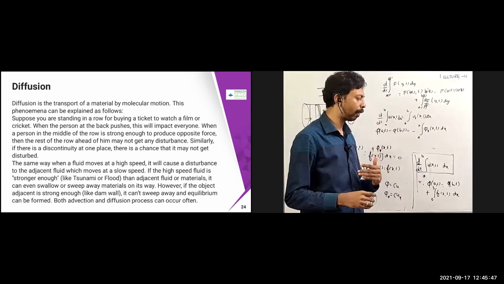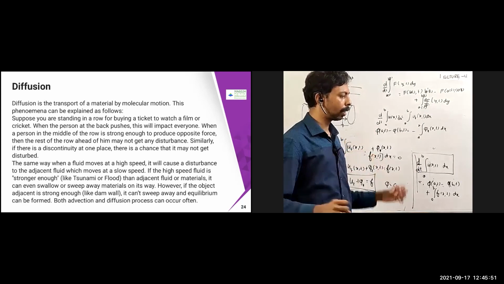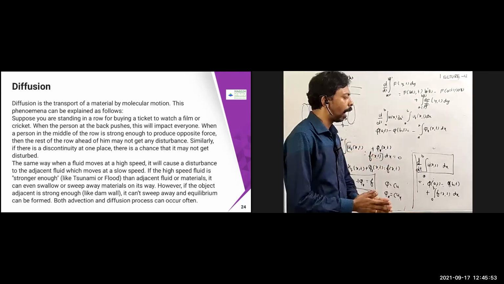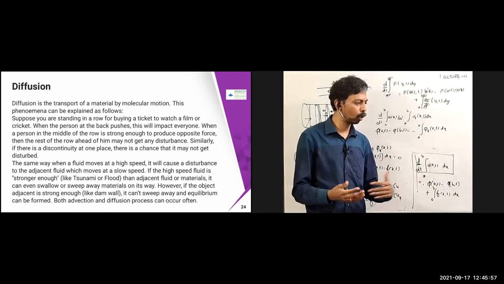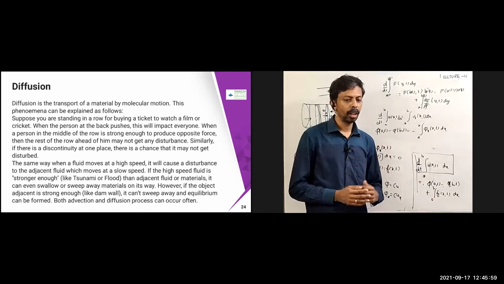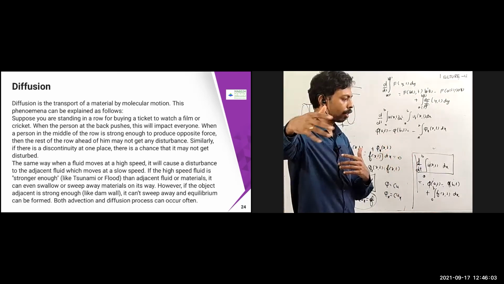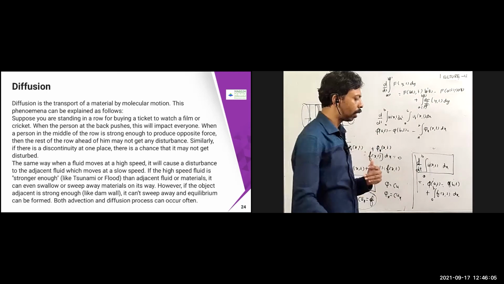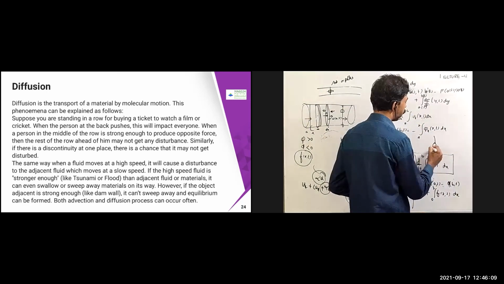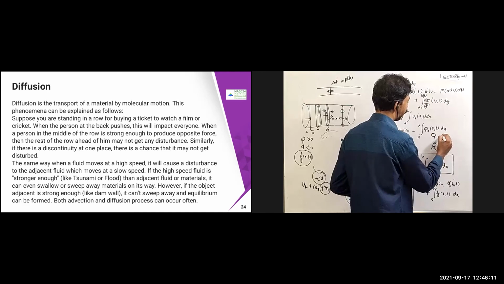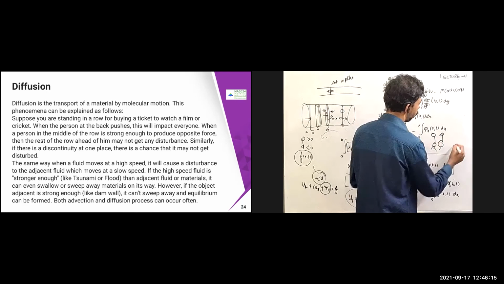Now suppose there is a person standing in between. He is a very tall and stout person, and he has enough opposing force to withstand all the forces exerted by you or the person behind you. Then what will happen? After that person, nothing will be disturbed. So some people are standing here, some people are standing here like this. This person is leaning, and automatically this one will be standing.